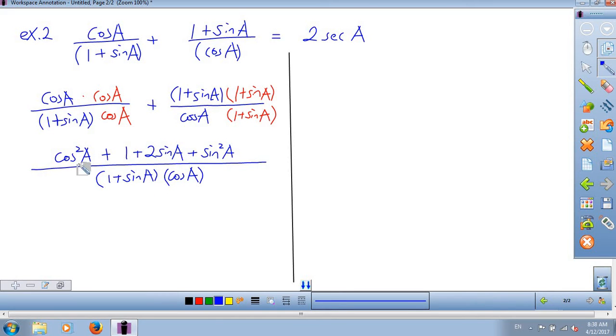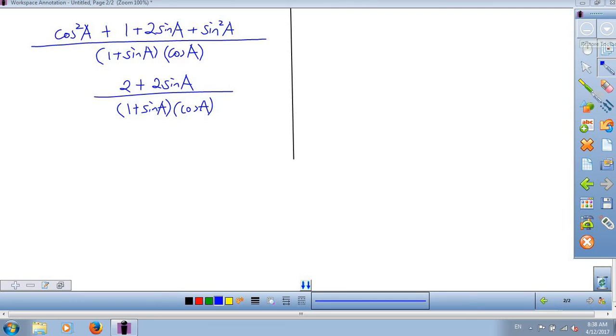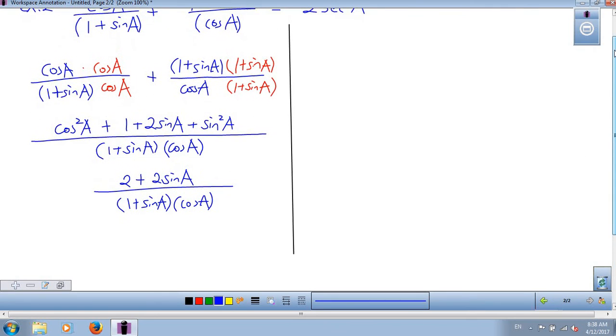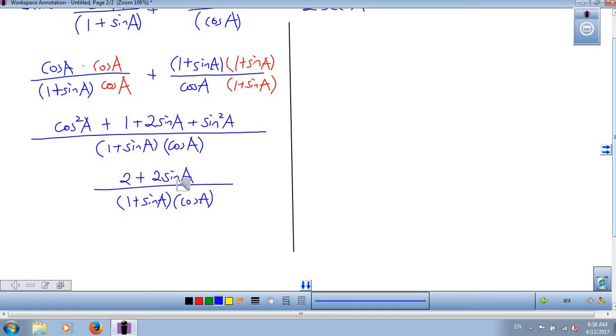Then we keep going. But let's see what else we can do. I see there's a cosine squared A plus sine squared A. Those two things, if I add them together, should give me 1. So 1 plus 1 should give me 2. So I have 2 plus 2 sine A over 1 plus sine A times cosine A. Now we need to use all the algebraic techniques that we know to simplify things. I see that 2 plus 2 sine A has the common factor of 2, so I can factor out that 2. If I factor out that 2, I will have 1 plus sine A left.